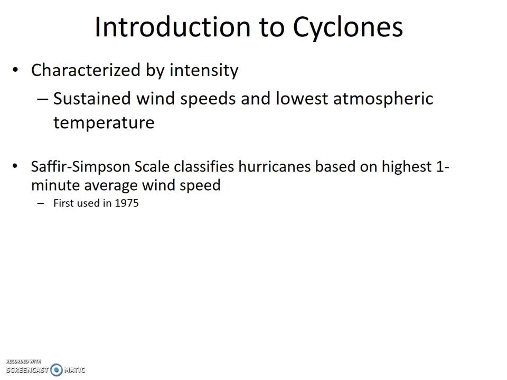Cyclones are characterized by intensity, meaning their sustained wind speeds and lowest atmospheric pressure. The Saffir-Simpson scale classifies hurricanes based on highest 1-minute average wind speed and was first used in 1975.